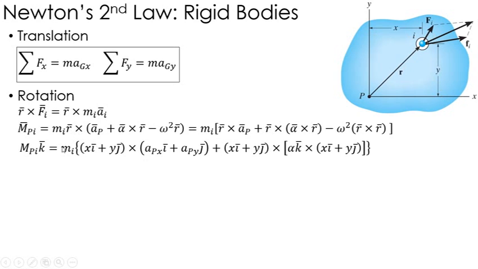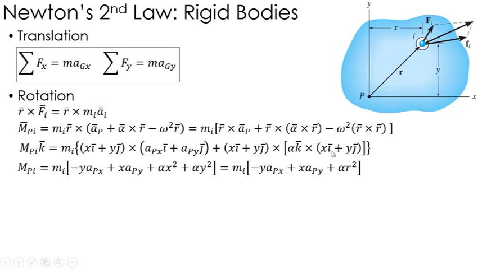Okay, so again, I pull my m, my scalar, out. I'm looking here, this is r cross a, that's what I have here, x i plus y j cross a_Px i plus a_Py j. That's the acceleration of point P, plus r cross alpha cross r, that's what I have here. There's r, alpha, r. So I perform these cross products. Everything is now in the k direction because it's planar motion. All moments are going to be in the k direction. So I drop my vectors here, go through my cross product.